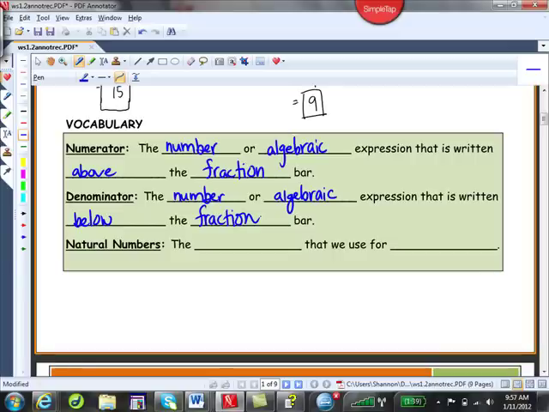Natural numbers. Natural numbers are like your counting numbers. So here, the numbers that we use for counting. It's important to know the different number groups because they're used in definitions for other things.